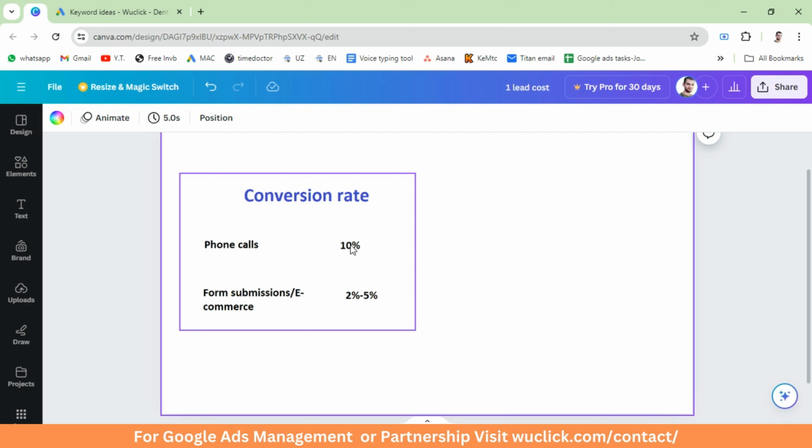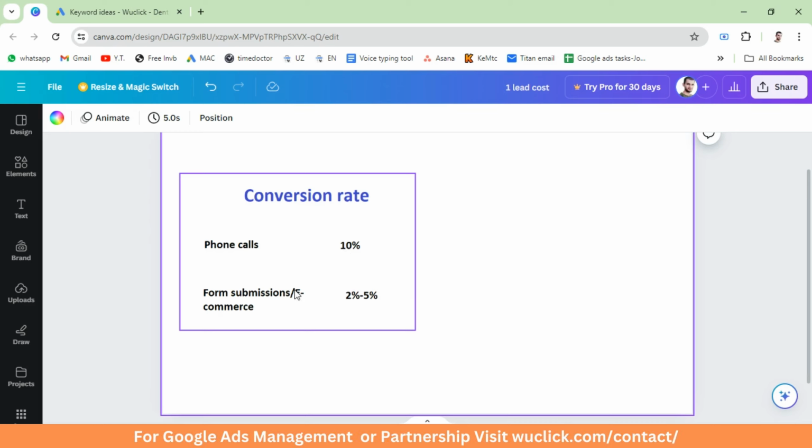So to get phone calls, we expect 10% of the total clicks as conversions, and to get form submissions and e-commerce sales, we should expect 2% to 5%. Why is it much lower? Because form submissions, for example, take extra steps. They need to fill in the information, and they should be willing to wait several hours, not days, to get a reply from the business. So most people don't choose that. Most people call the business directly and want an answer to their question as soon as possible.